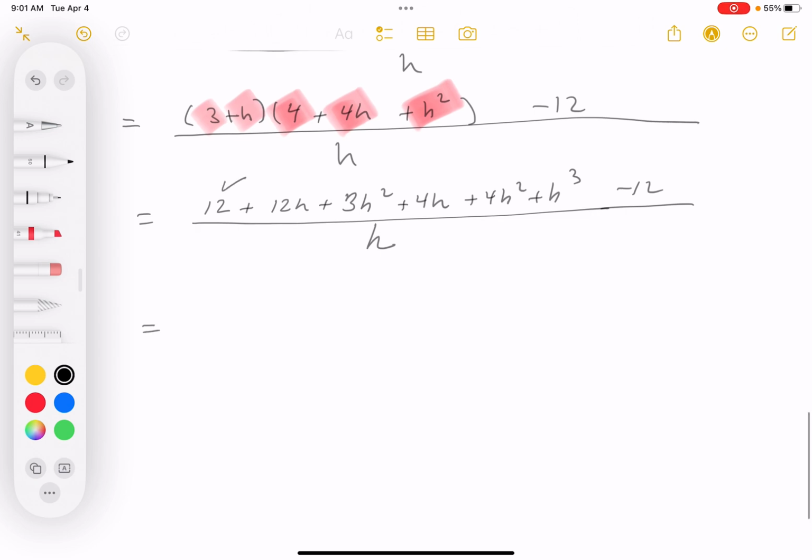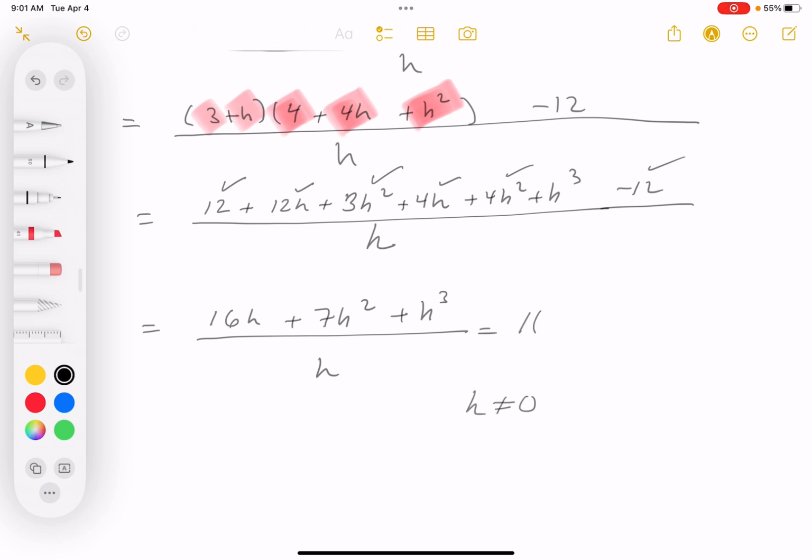What do I notice? Minus 12 and 12 is nothing. And 12h and 4h is 16h. Let's see, 3h squared and 4h squared is 7h squared. And then I get an h cubed. I can divide through by h, and this can be true provided h is not equal to 0. So what are you going to get? 16 plus 7h plus h squared.